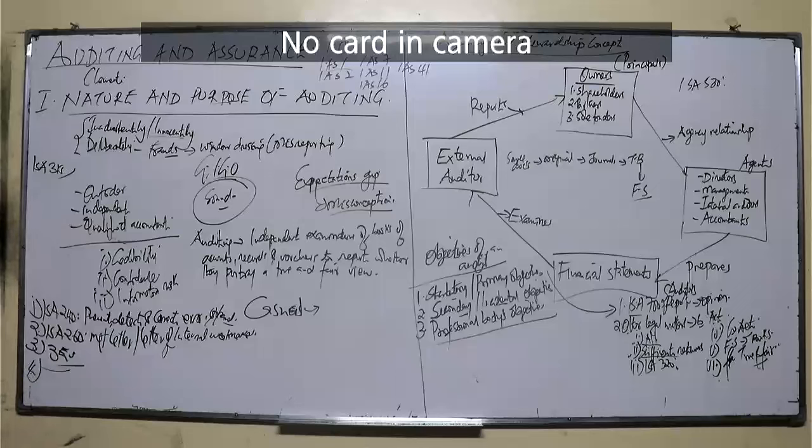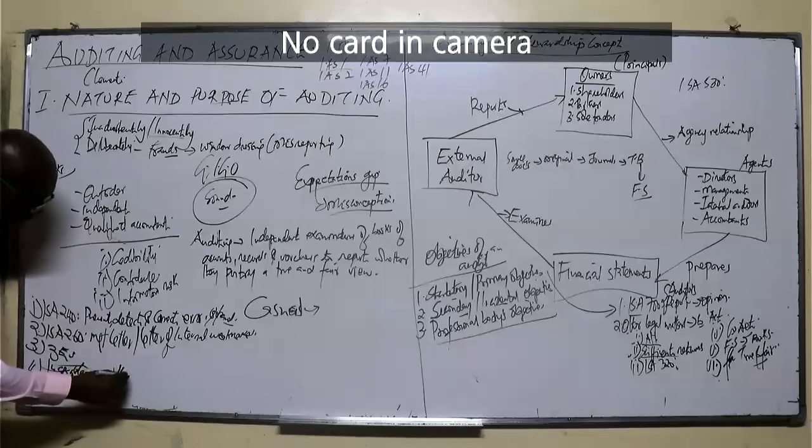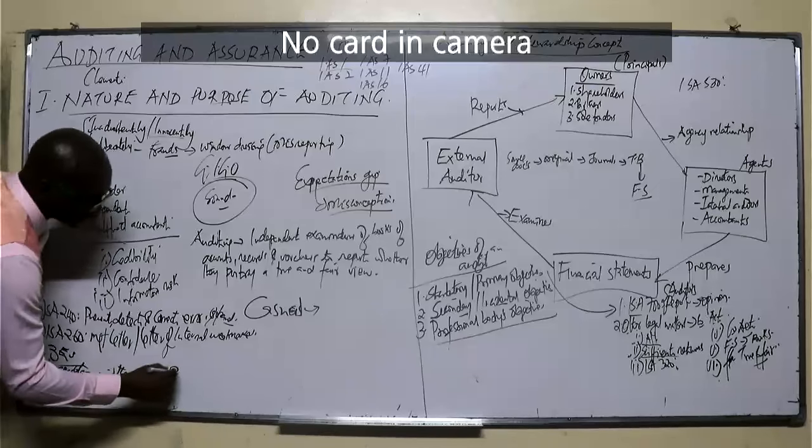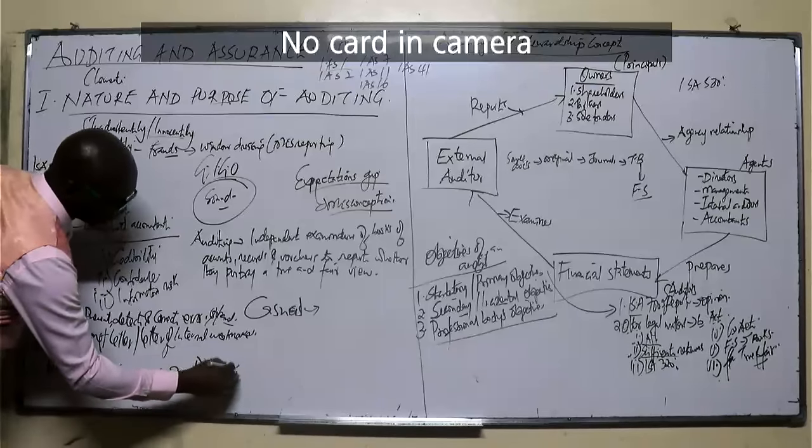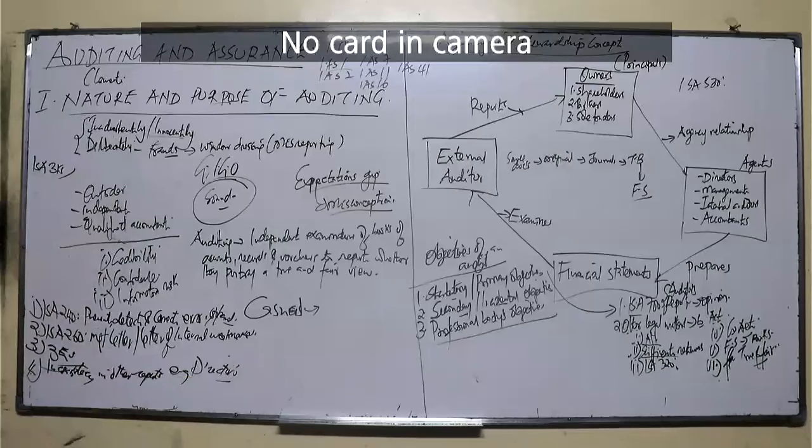Number four, we have an obligation to report on any inconsistencies in other reports, for example the director's report. We always see directors reading some reports, especially when they have done some reporting.